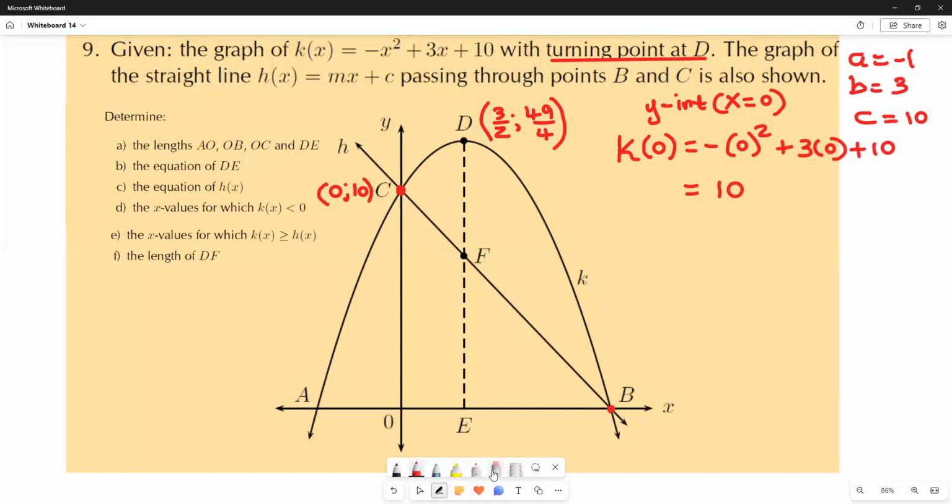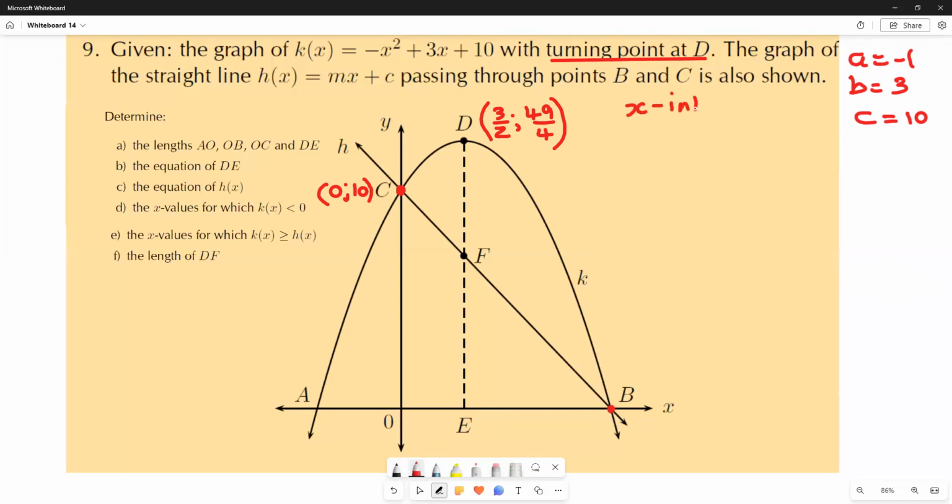Perfect. And then we can erase and do the x-intercept now. Let's do our x-intercept. Remember, for the x-intercept, we know that the y value must be 0. In this case, remember k of x is basically another way to represent a y value. So k of x must be 0. But k of x is minus x squared plus 3x plus 10, equals 0, right?